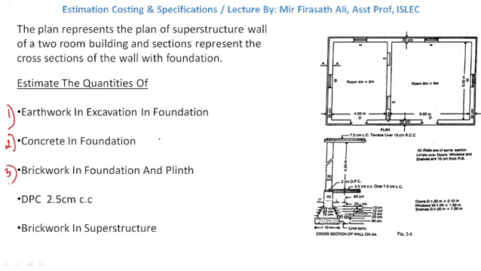Third, brickwork in foundation and plinth. Fourth, this is the extra add-on in this problem, DPC. The meaning of DPC is damp proof course. After the plinth, we need to find out the quantity of damp proof course, which is 2.5 centimeter wide, running center to center along the whole layout. And the fifth one which we need to determine is brickwork in superstructure.